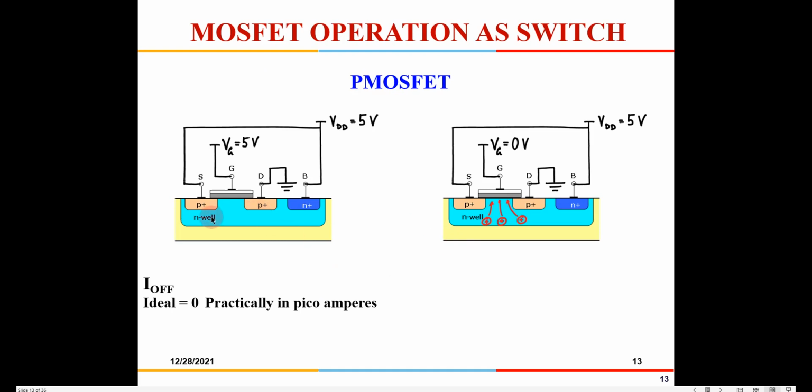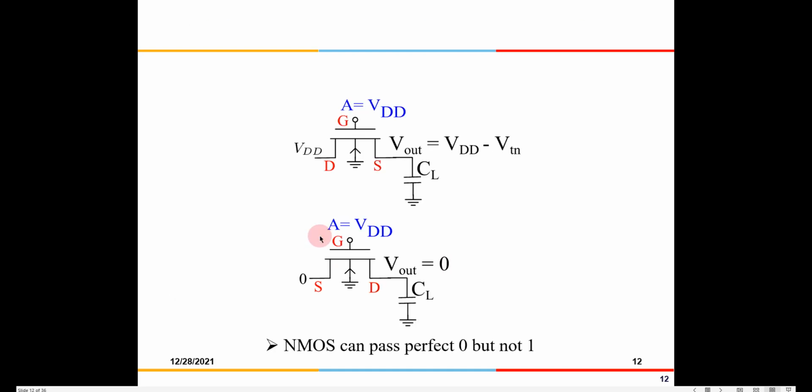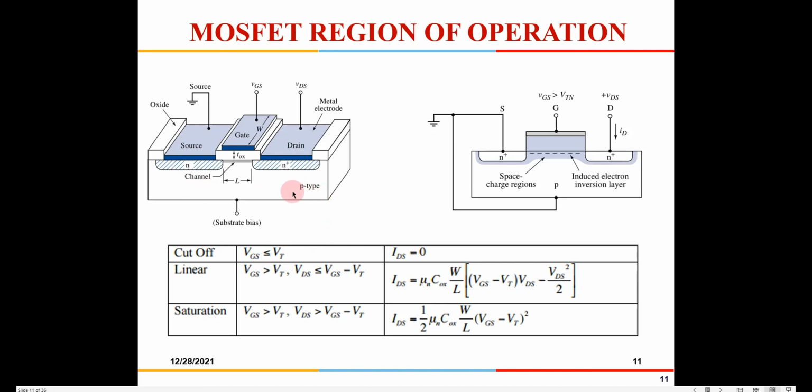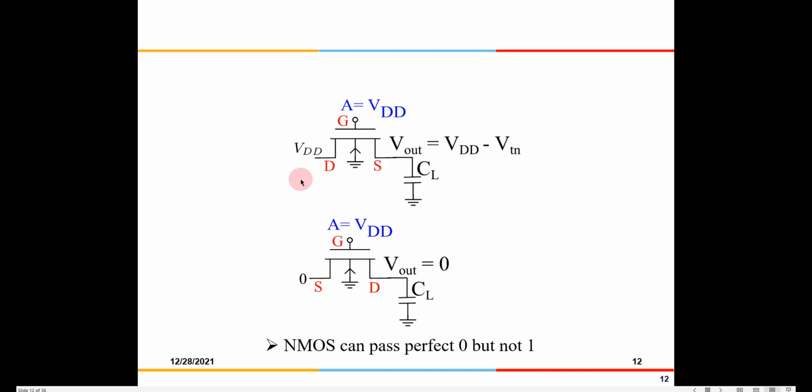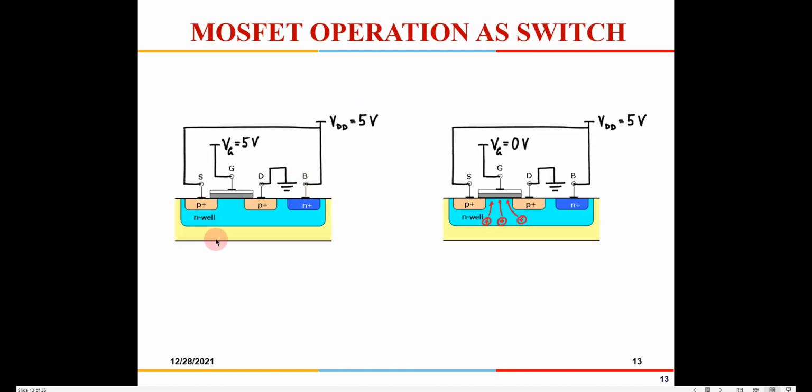So in MOSFETs, this is the P substrate on which we started off. Generally the substrates are of P type. You make two N regions, and then you put an oxide and a gate. So this becomes an NMOSFET. Whereas here we have a P substrate, so to make a PMOSFET, first we have to make an N well. This is an N well which has been made, and then you put two source and drain P regions.